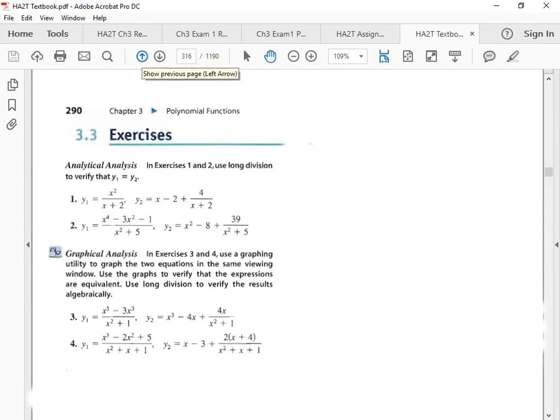We're gonna look at 1 and 3 right now, and they're both kind of similar. The difference is this one down here asks you to graph it too, which isn't that difficult. You just get practice with the graphing utility and plugging things in. This one says use long division to verify that this equals this. So x squared over x plus 2 should equal x minus 2 plus 4 over x plus 2. That's what you have to do.